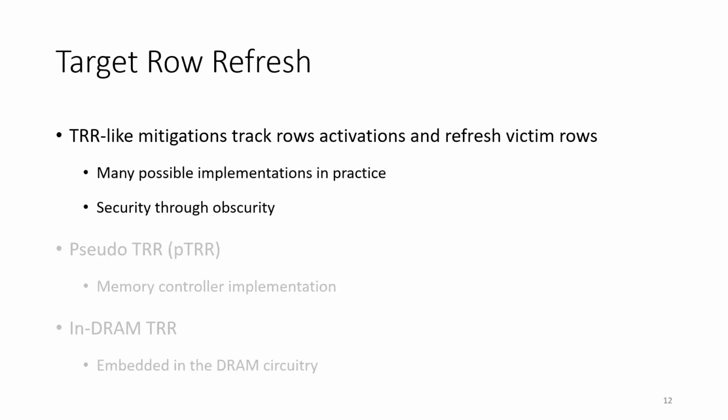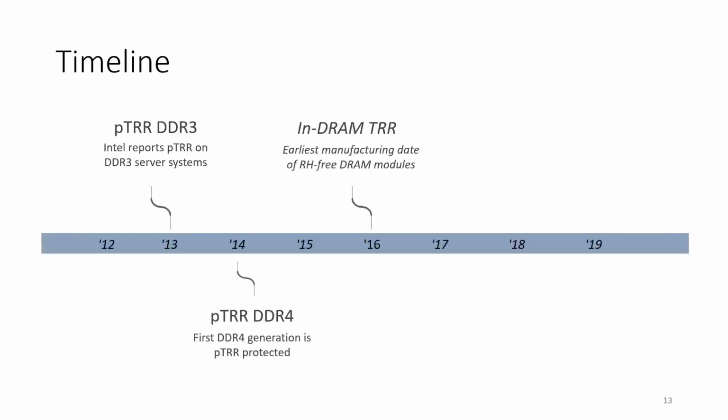We could identify 2 main classes of implementations. The first one is called pseudo-target row refresh, and it is implemented in the memory controller. The second one is the in-DRAM target row refresh that, in contrast, is implemented in the DRAM circuitry, and it does not require any support by the memory controller. Pseudo-target row refresh was introduced in 2013 by Intel to protect DDR3 systems. It can be found even in the first generation of DDR4 modules. Our analysis on a sample of 42 DIMMs shows that in-DRAM TRR has been deployed only since 2016.